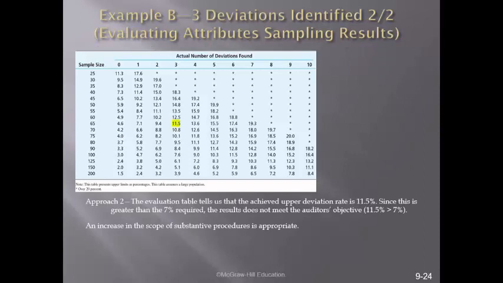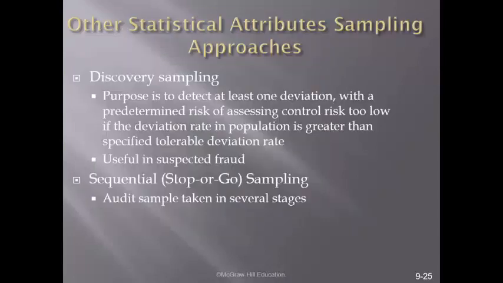The second approach is to use this table 9.5 to obtain a more precise conclusion, one which includes determining the achieved upper deviation rate. Using this approach, we determine that the achieved upper deviation rate is 11.5%. Since this is greater than the tolerable deviation rate of 7%, we conclude that the sample does not meet the auditor's objective and therefore more substantive testing is appropriate.